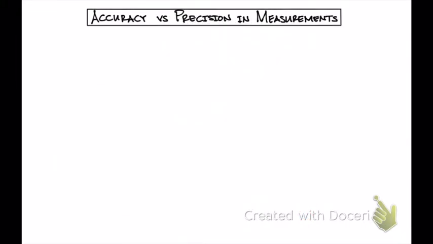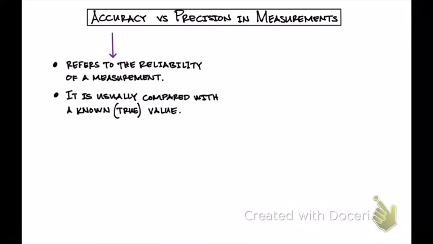So again, accuracy is very important in every measurement. But there's actually a difference between accuracy and precision. So by definition, accuracy refers to the reliability of a measurement. And this is usually compared with a known true value.